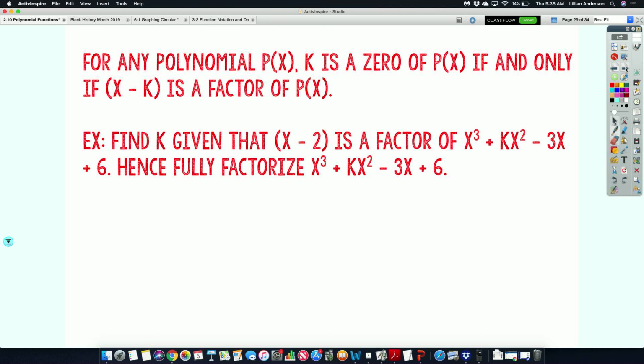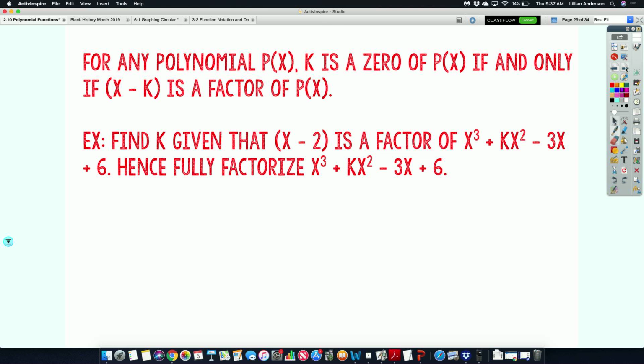So realize that for any polynomial p of x, k is a zero, a root, a solution of the polynomial if and only if x minus k is a factor of p of x. So if you happen to get a remainder of 0, that means that x minus k was a factor of that polynomial. Y'all remember that from division and factors and things like that? So don't forget about that as well.